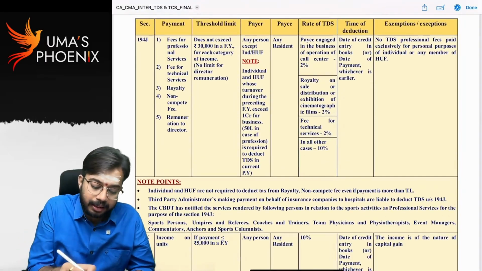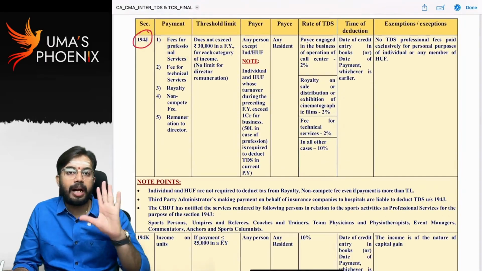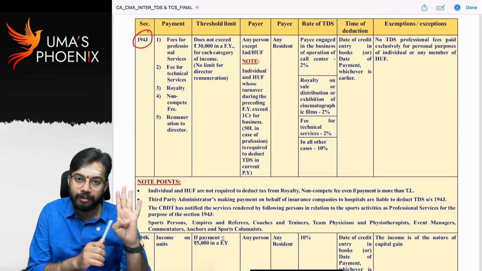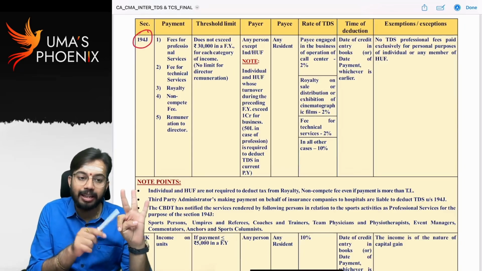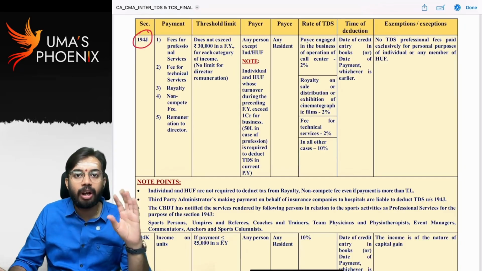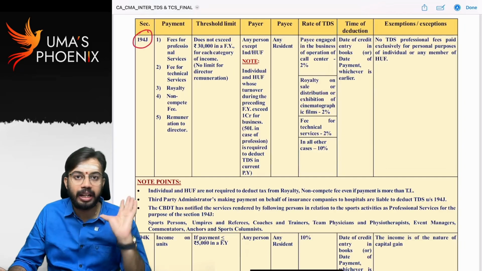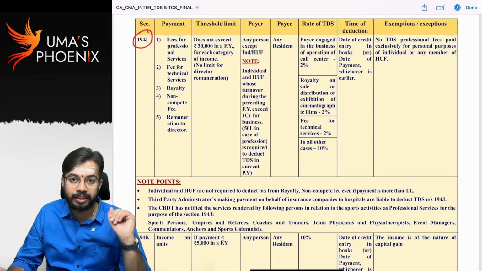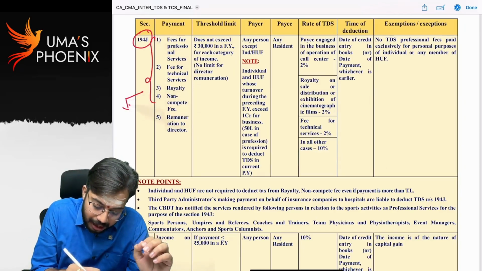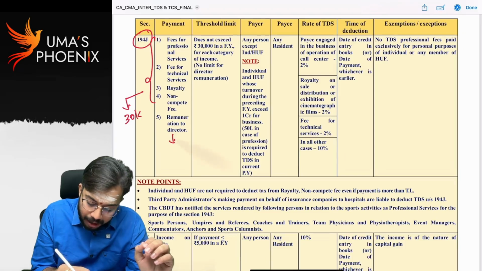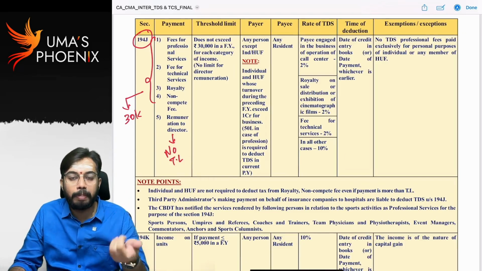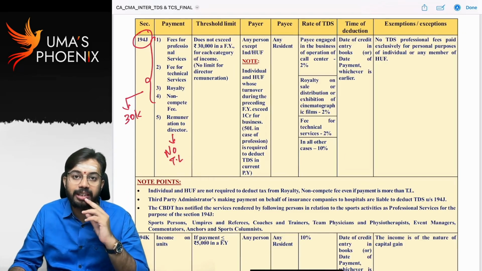Now let us discuss section 194J. 5 payments are covered under 194J. How many? 5. What are they? Fees for professional service, fees for technical service, royalty, non-compete fees, director's remuneration. So if any one of these 5 payments is made, then TDS is required to be deducted under section 194J. For the first 4 payments, the threshold limit is 30,000. For the last payment, there is no threshold limit. That means for director's remuneration, even if you pay 10 rupees, you are required to deduct TDS. Are you able to understand?